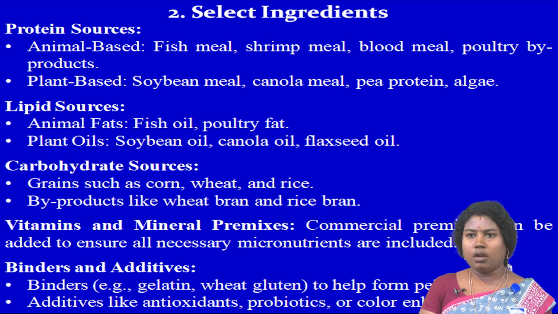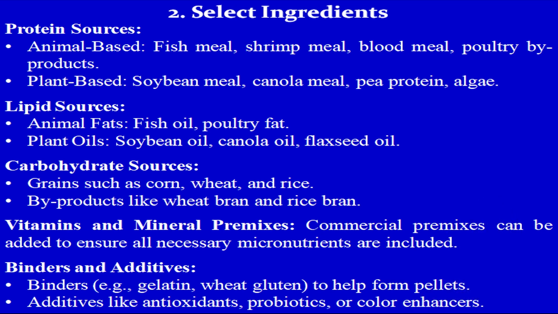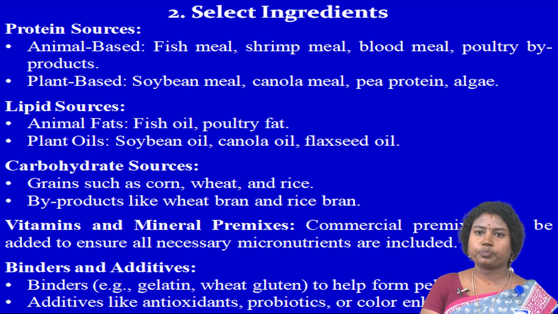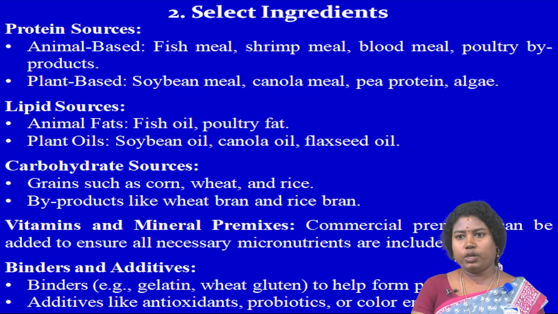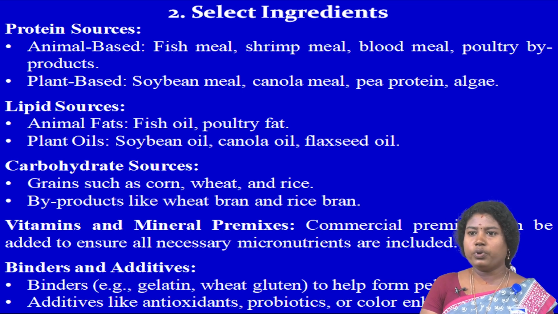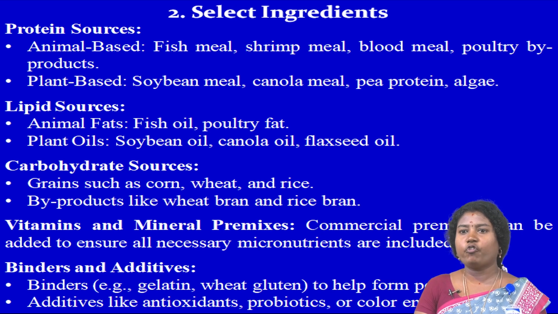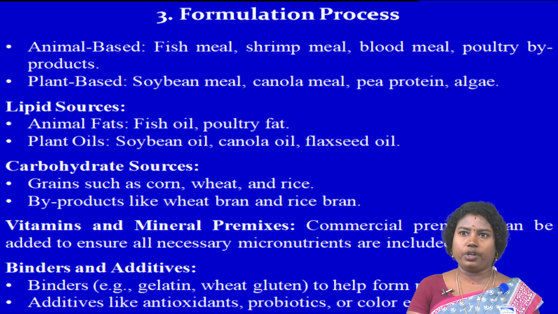Vitamin and mineral premixes. Commercial premixes can be added to ensure all necessary micronutrients are included in the formulated feed. Binders and additives are added in the feed. Binders, for example gelatin and wheat gluten, help form pellets. Additives like antioxidants, probiotics, or color enhancers improve the quality of the feed.